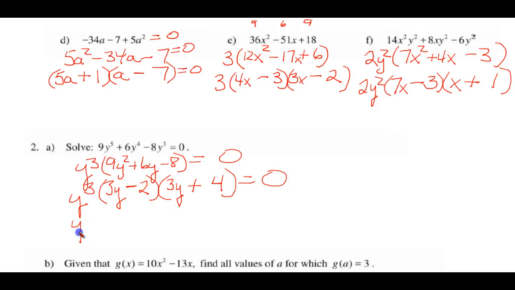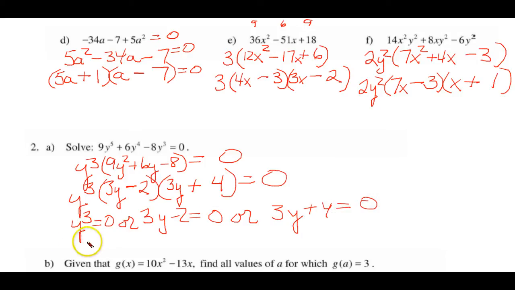So again, y to the third equals 0, or 3y minus 2 equals 0, or 3y plus 4 equals 0. So this is y equals 0 3 times. We only write it once. Here it's going to be, or y, transpose that, becomes a positive 2 divided by 3, or this one becomes a negative 4 divided by 3.